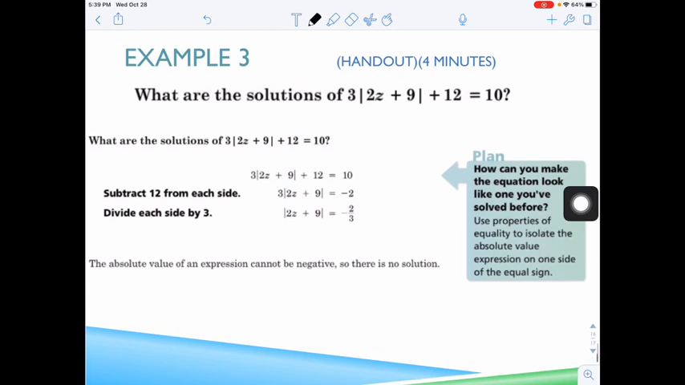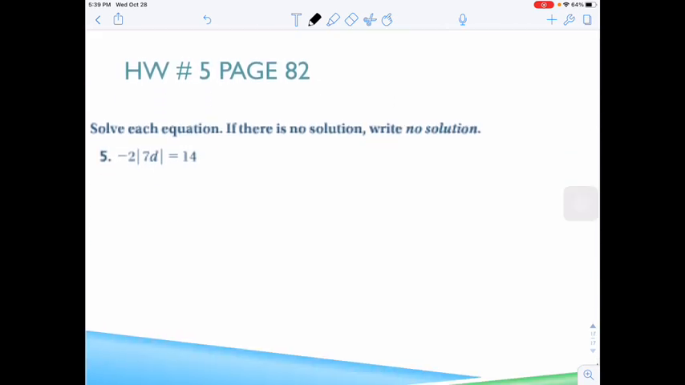Our next slide has all this work written out. And now I would like you to solve negative 2 times the absolute value of 7d equals 14. If there is no solution, write no solution.